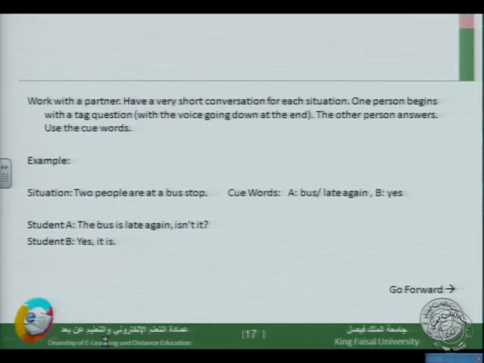So I want each one of you to work with a partner. Have a very short conversation for each situation. One person begins with a tag question with a voice going down at the end. The other person answers and uses the cue words. For example, this is one situation I've done. The situation: two people are at the bus stop, okay? The cue words are like the most important words in this situation. The bus, late again, and yes.